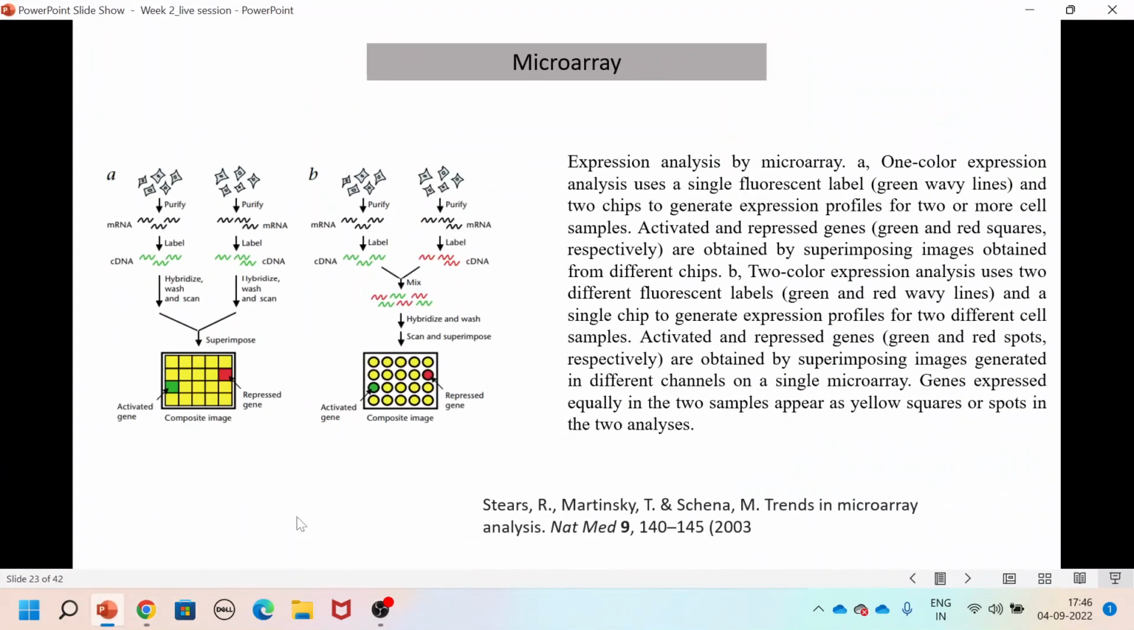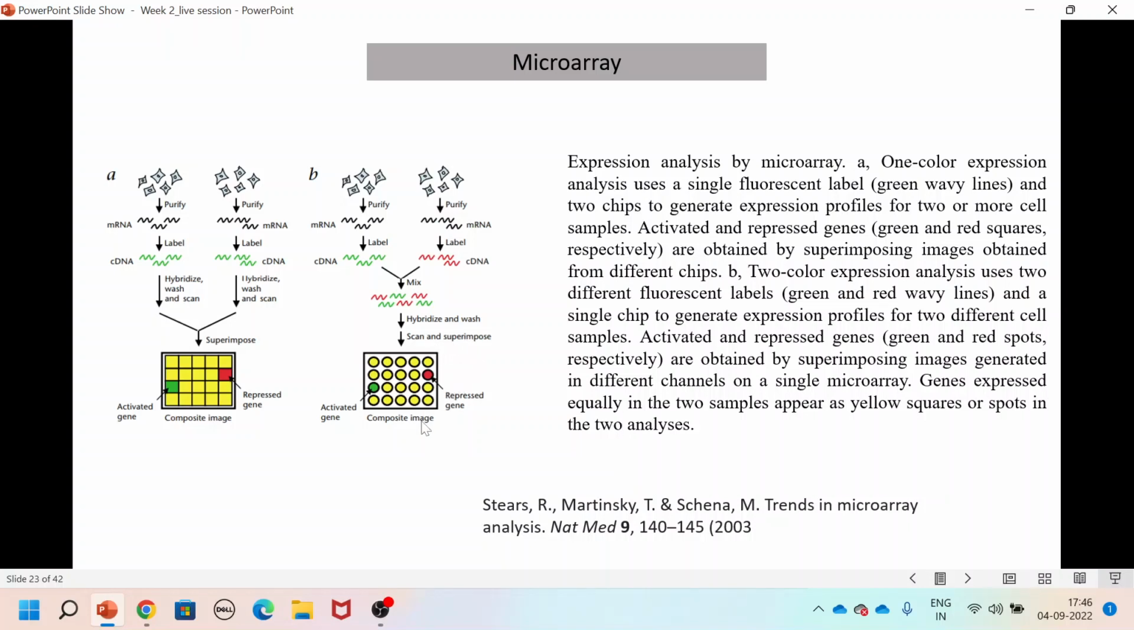So this is the basic schematic diagram where we purify the mRNA from the cells, we label them, and produce the complementary DNA. We mix them, hybridize them, and wash them, and then we scan them using the laser.